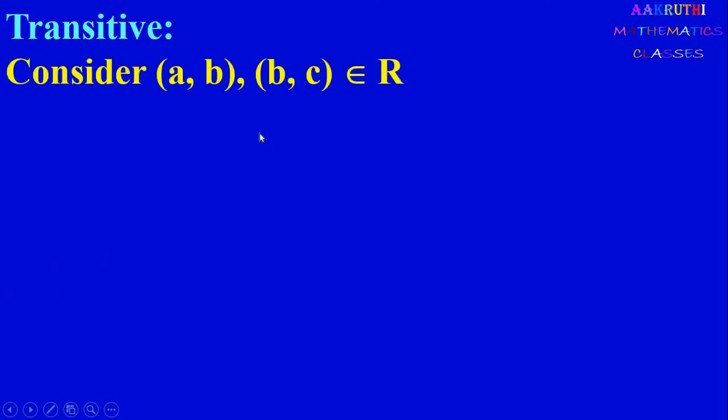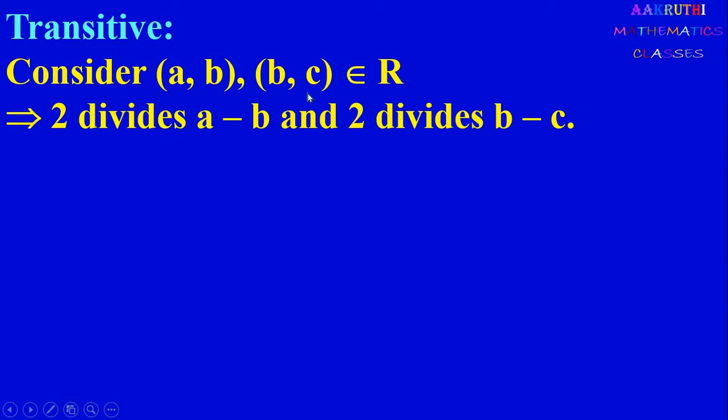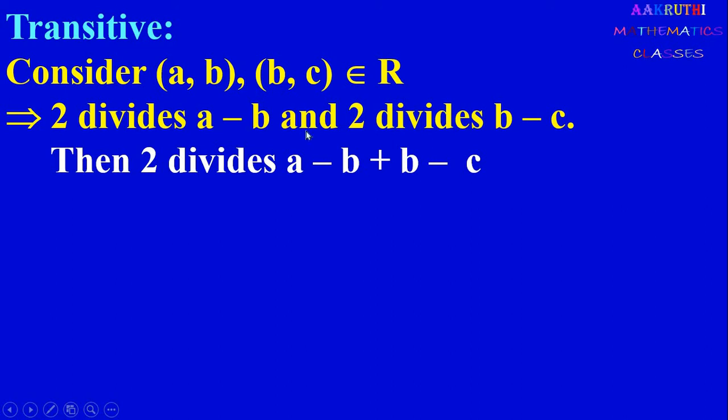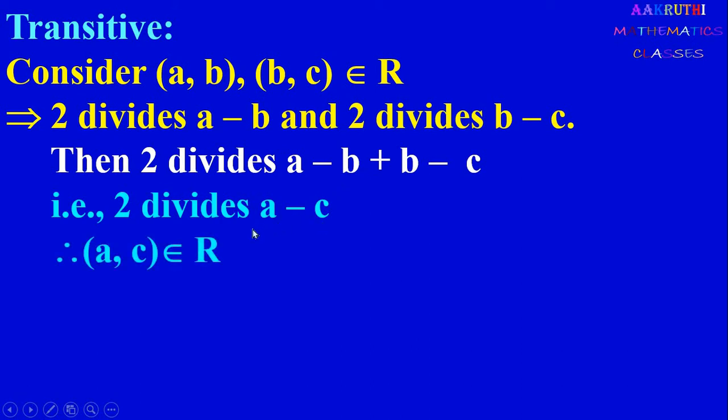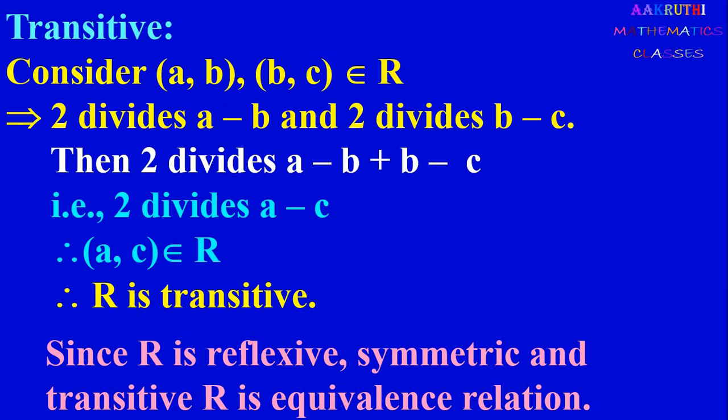We consider (a, b) and (b, c) belongs to R. Then 2 divides a minus b, and 2 divides b minus c. If 2 divides 4 and 2 divides 8, then 2 also divides 4 plus 8, that is 12, which is always true. So here also, 2 divides (a minus b) plus (b minus c). Now here b cancelled, then 2 divides a minus c. So 2 divides a minus c implies (a, c) belongs to R. Therefore this relation is transitive. Since this relation is reflexive, symmetric and transitive, this is an equivalence relation.